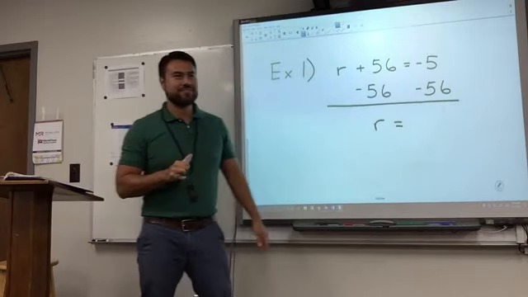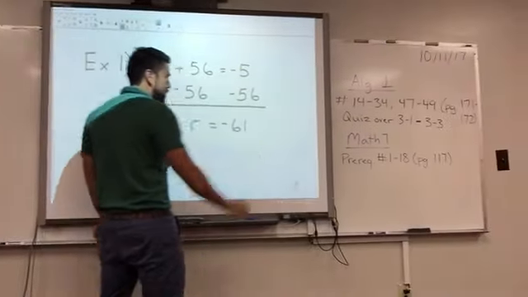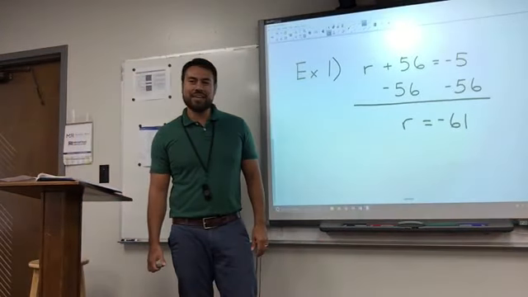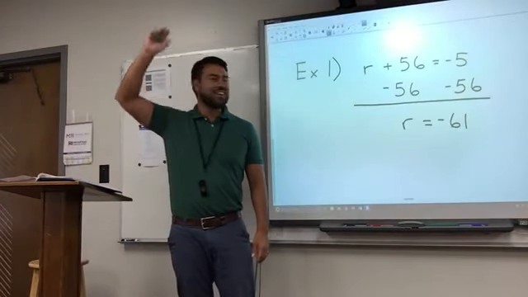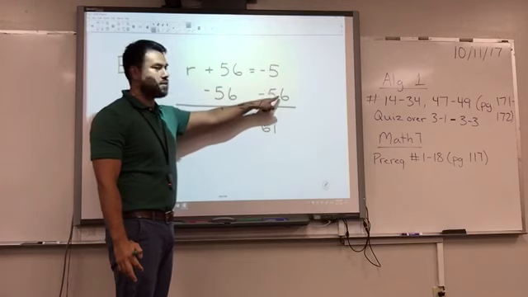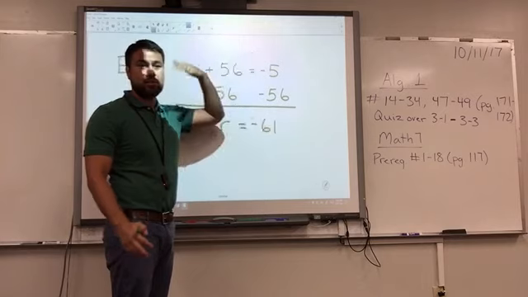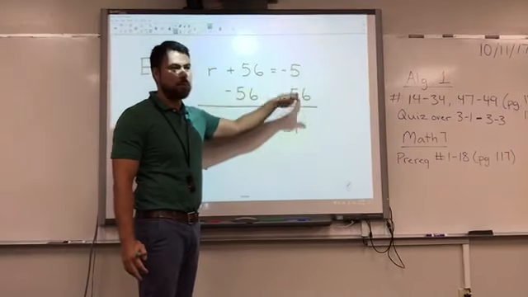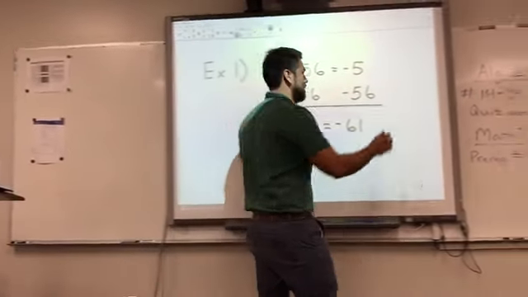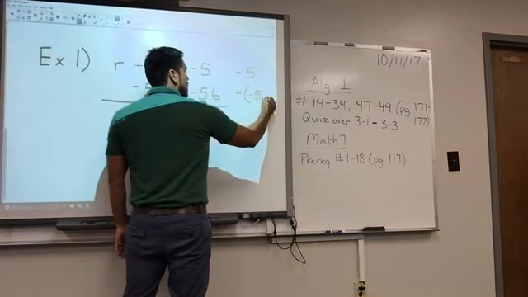Elizabeth. It's negative 61. Negative 61? How many of you agree? Okay, this is how it works. This right here is negative 5 minus 56. Isn't it hard to subtract from a negative already? Can anyone make it an addition problem? See if you can do it. Yes, Sydney. Negative 5 plus negative 56.